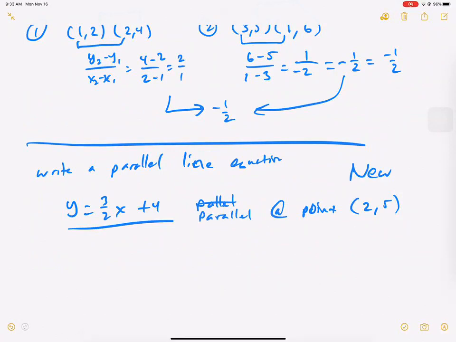Now that means my new line needs point (2, 5) and slope 3 over 2. Why did I choose 3 over 2? Because if they're parallel, they have to have the same slope. And that's all logic we're trying to lead you to in Algebra 1: if these have the same characteristics, they have the same common values. What common values would that be? And you have to come up with that yourself.